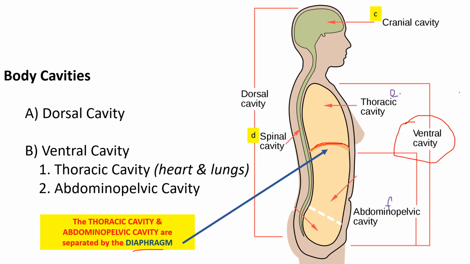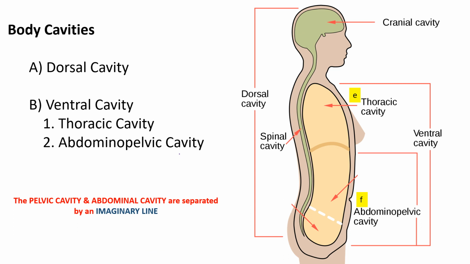So what organs are you going to find within the thoracic cavity? Well, that's going to be the heart and lungs. That's why they're in italics over here. So again, letter E is going to be the thoracic cavity. Letter F is going to be the abdominopelvic cavity.